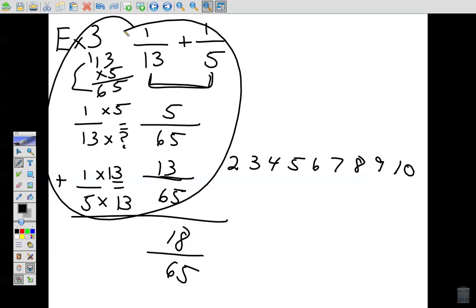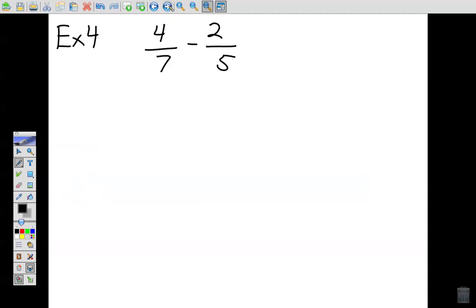Can you divide them both by 2? No. By 3? No. 4, 5? No. 6, 7, 8, 9, 10, or no. Looks like it's in lowest terms. All right, example 4. Finally, we've got a subtraction one. All right, so I line it up vertically.